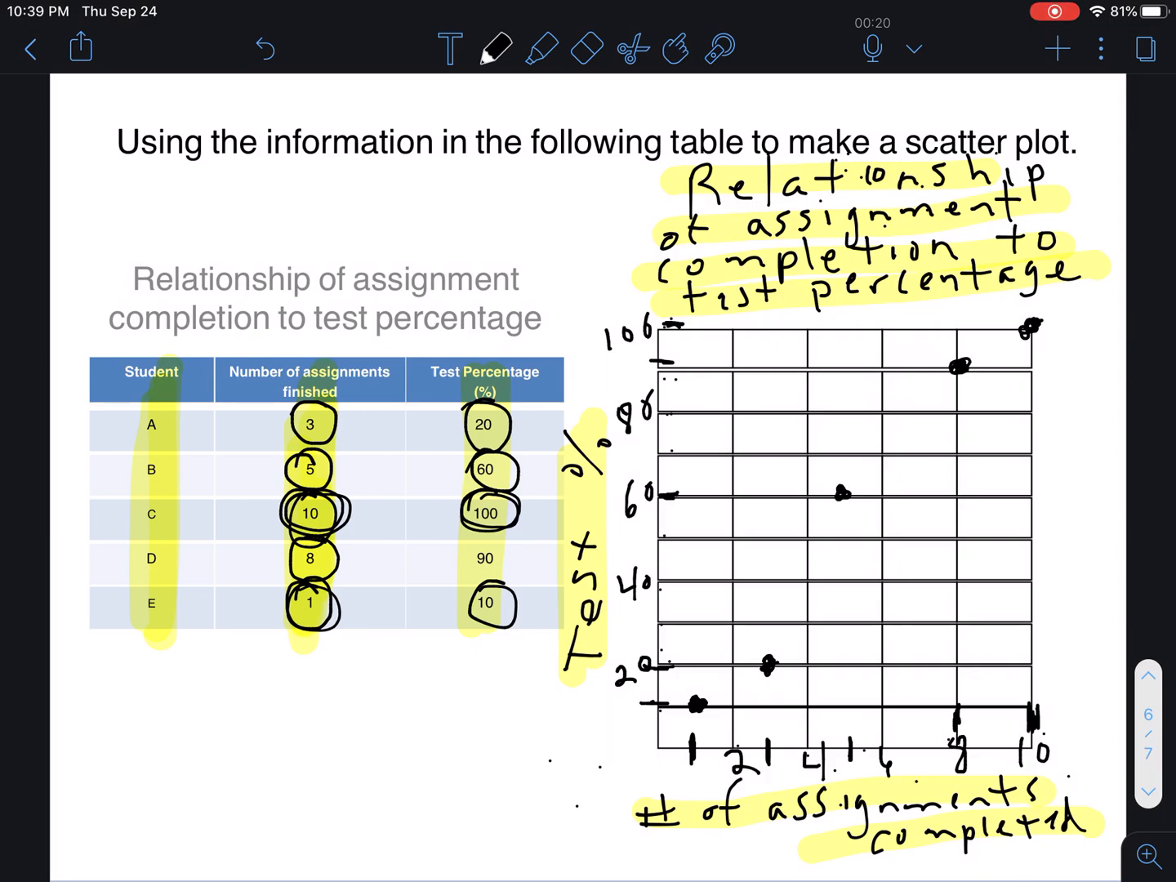Here's the relationship clearly, okay? As the person completes more assignments, going from left to right, you get a higher test score. The relationship that you see as you complete fewer assignments, way on the left-hand side, if you complete 1 assignment or 3 assignments, the test scores are way down low, okay? So that's the value of a scatter graph or a plot graph like that.